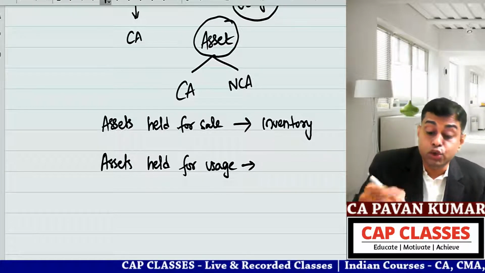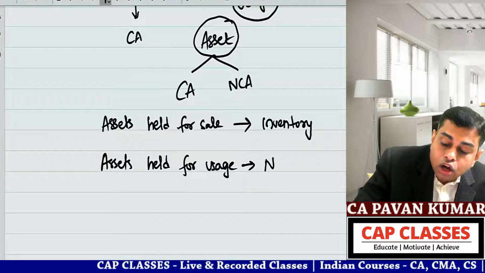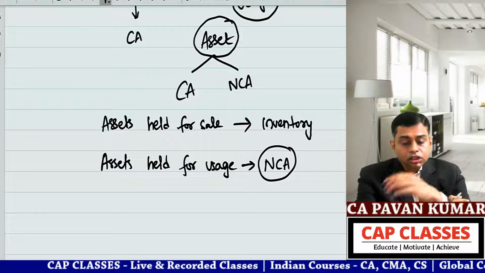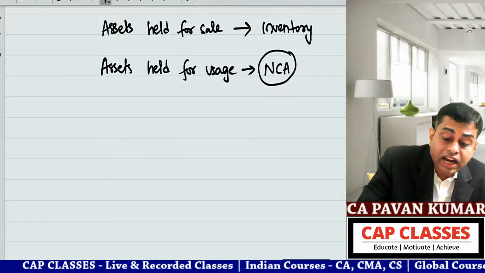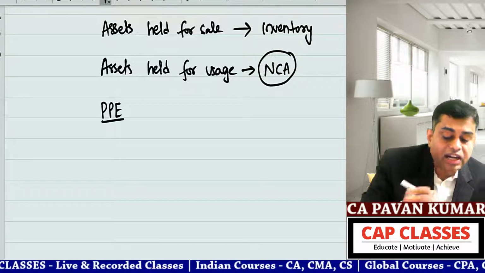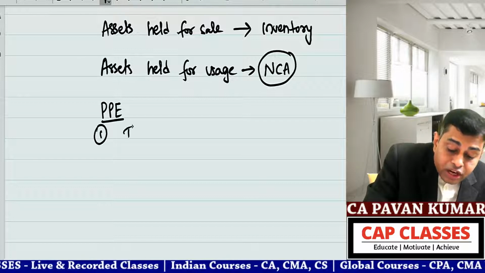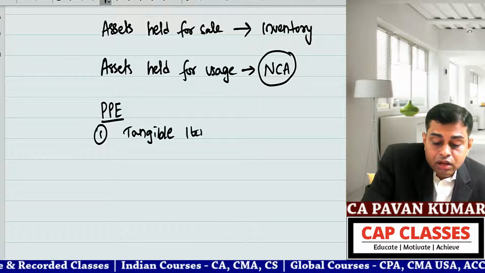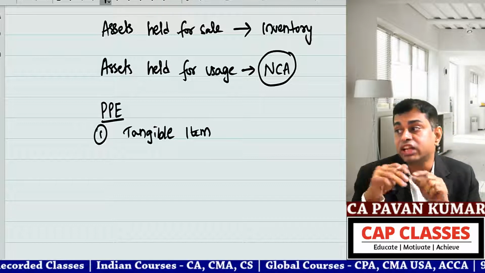Assets held for usage. These are non-current assets, or you call it property, plant and equipment, etc. So basically, try to understand the definition of PPE. Pavan sir, what is property, plant and equipment? One, it should be tangible. It is a tangible item. Why? Intangible items have another accounting standard.